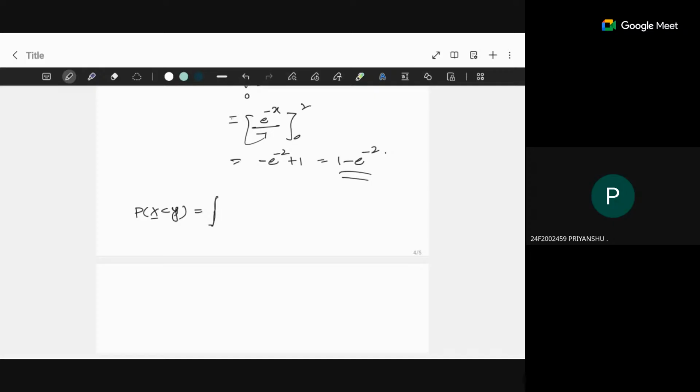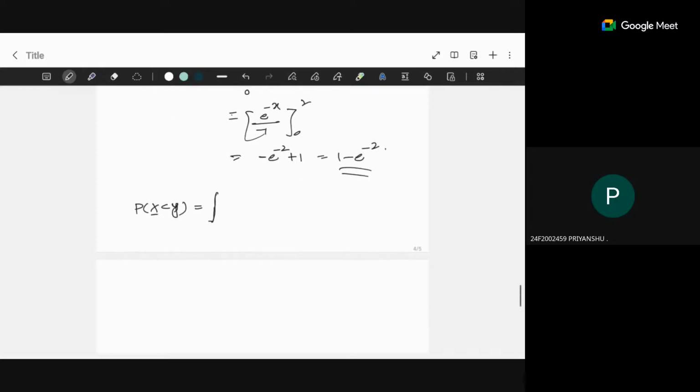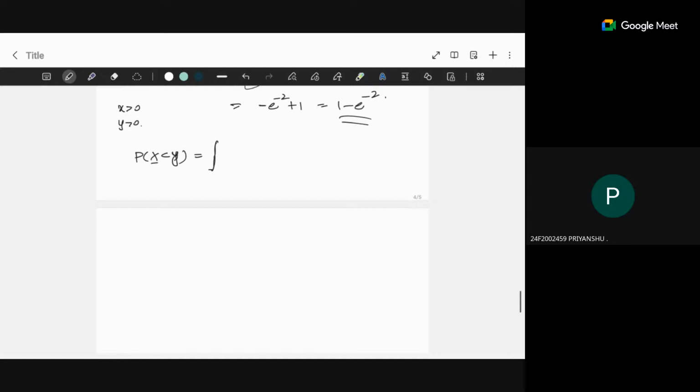Okay. So I have two limits, right? My x is greater than 0 and my y is greater than 0. Now I am taking it as x less than y, x greater than 0. You can take it like that. I am taking it as x greater than 0 and y going from x to infinity. Okay, I'm taking it like that.